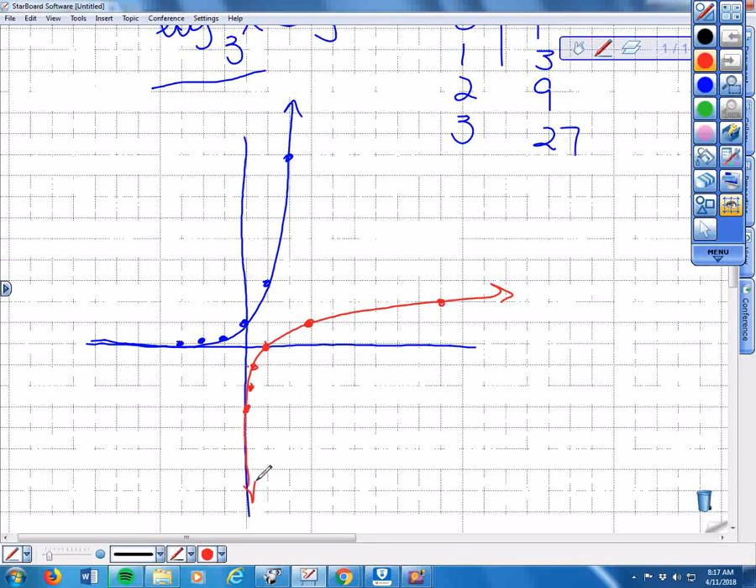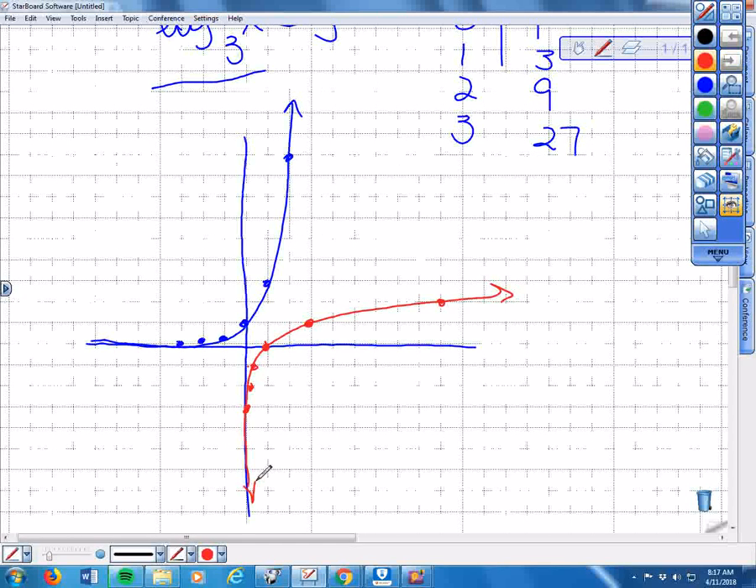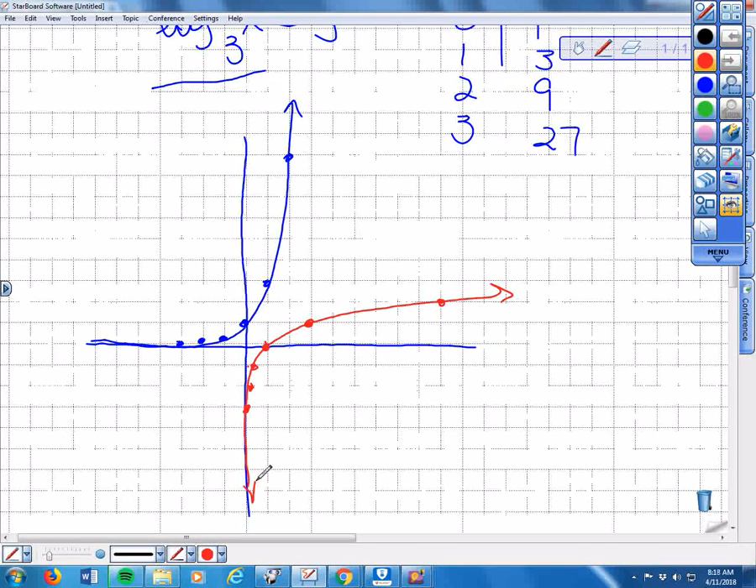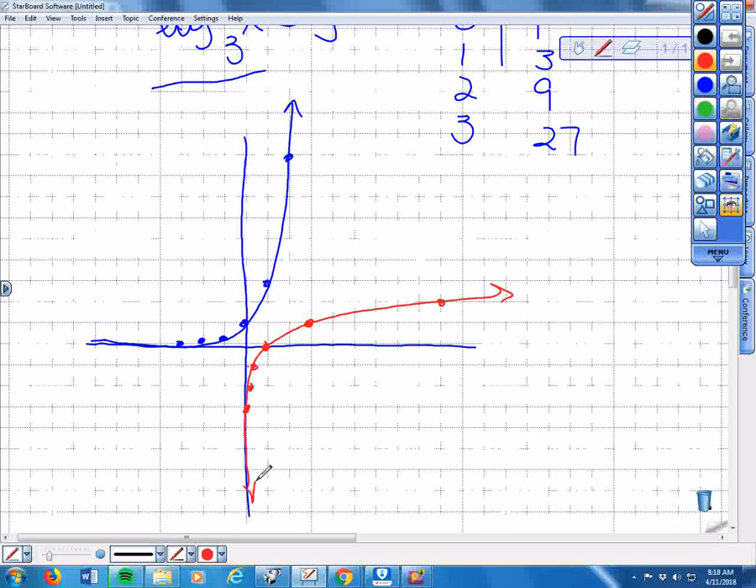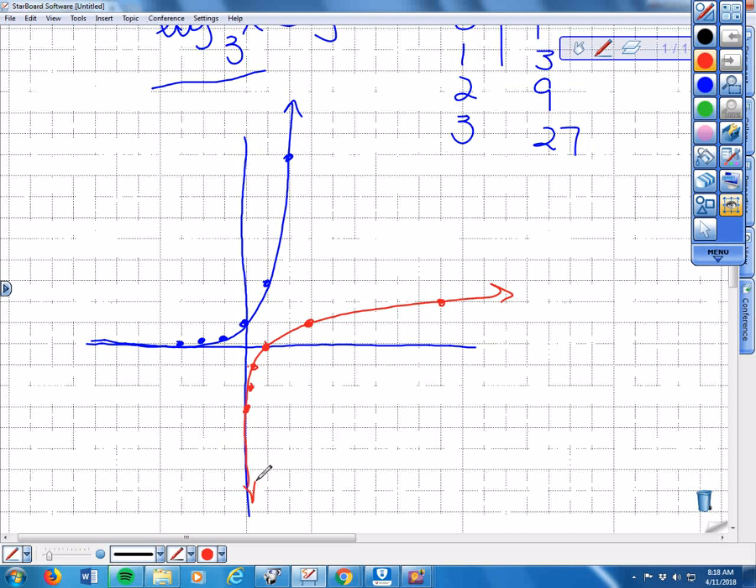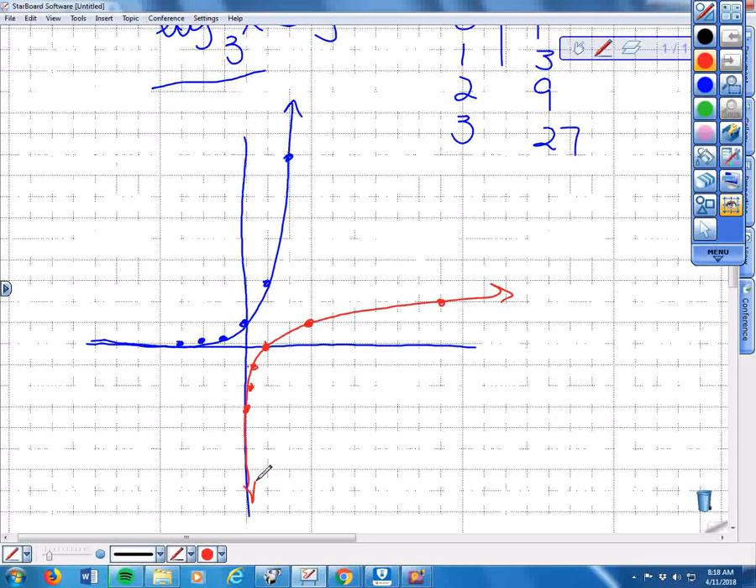Here the x-axis was the asymptote. Well, we switched x and y, so now the y-axis is going to be the asymptote. And again, the asymptote being that imaginary line that our function will never cross. Okay, so it's a vertical asymptote for the logarithm. It's a horizontal asymptote for the exponential.